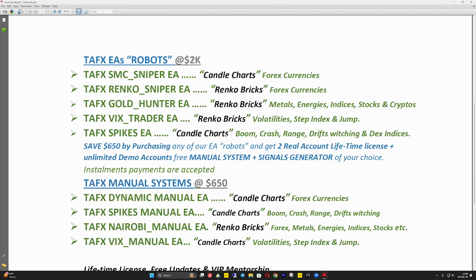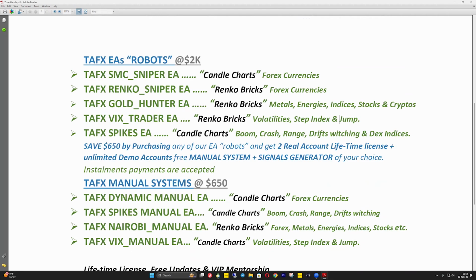When you purchase the EA, the price of the EA is $2,000. That is the price of each and every EA. The price is 2,000, but you can save 650 by purchasing any of our EA robots, and you will get 2 real account lifetime licenses. Not just one, you can get 2 licenses with lifetime license plus unlimited demo accounts. You can open unlimited demo accounts and practice the EA to understand more strategies.